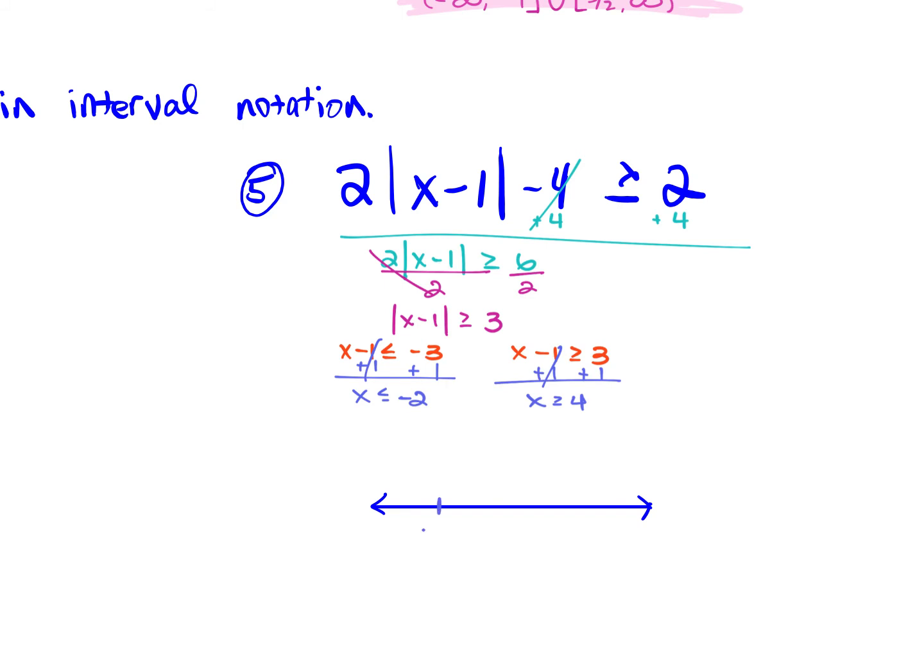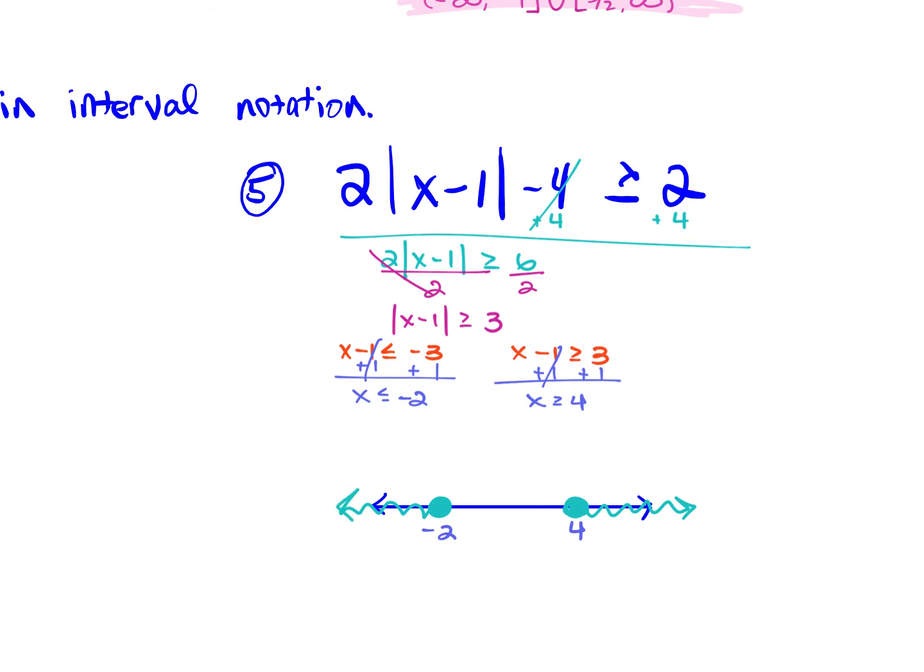So on your number line, you're going to have the negative 2. You're going to have the 4. What goes on both of these? Open or closed circles? Closed, because they're also equal to. And then which way is your line going to go? Your 2 signs point away from one another, so your lines would go away.